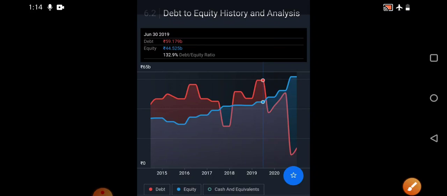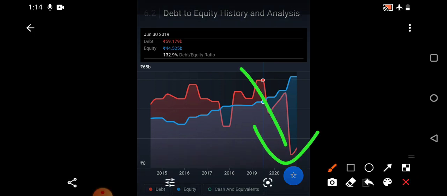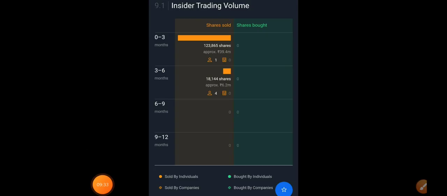So apart from that, you can also see the debt to equity. So that also it provides. You can see the red one is debt, so that is falling, and equity, that is increasing. So that is also a very important thing that we see in fundamental analysis. The second most important thing that I've found useful here is insider trading volume.